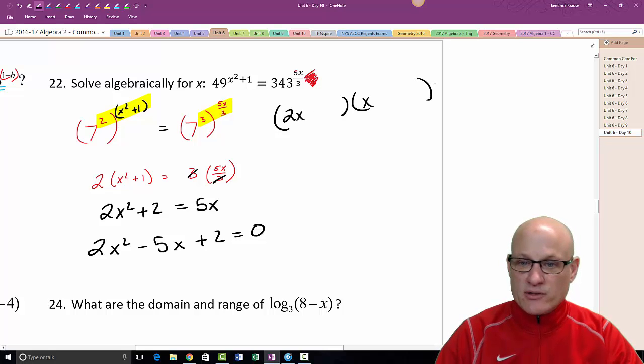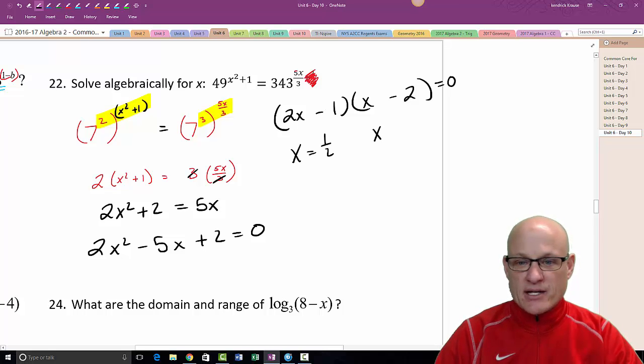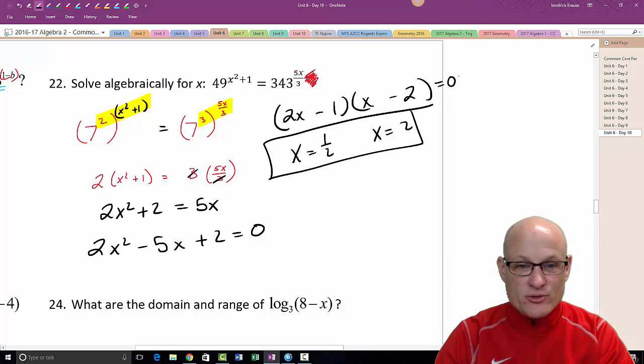2x and x. We want to see when this equals 0. It means they're both going to be negative, and I can't put the 2 here, so the 2's got to go here and the 1 here. So I get x equals 1/2 and x equals 2. Well, if you were a smart kid, you'd check these.